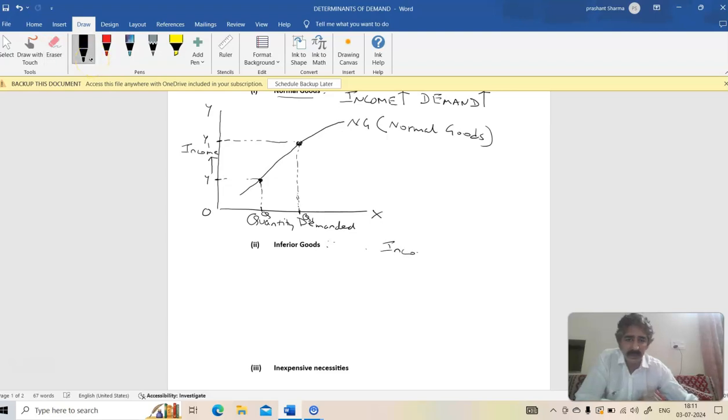Take a poor person who is consuming a very inferior kind of rice. Rice comes in a very wide variety. There's basmati rice, which is very costly, and then there is low quality rice, and then there is very cheap quality rice which is very thick, and that is available in ration shops also, and that's quite cheap. So let's say a poor person's income is very low, so he's consuming the cheapest kind of rice right now.